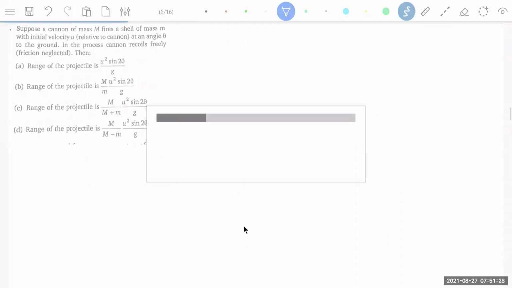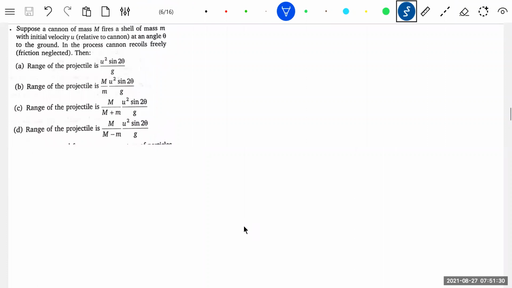I read the question. Suppose a cannon of mass M fires a shell of mass m with initial velocity u relative to cannon at an angle theta to the ground. In the process, cannon recoils freely. Then, range of projectile is asked. Carefully read the cannon. It is made to recoil.